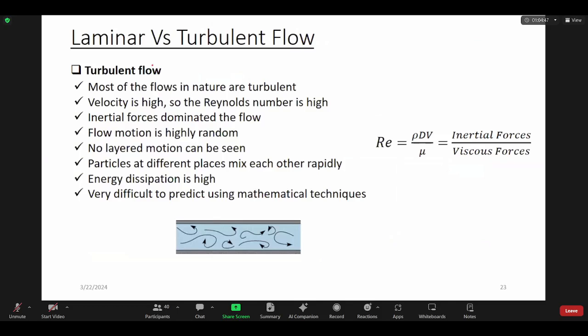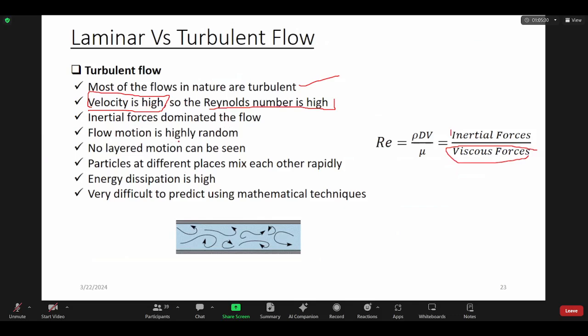Turbulent flow: most of the flows in nature are turbulent. Velocity is high. In laminar flow, velocity is low, and in turbulent flow, velocity is high. So the Reynolds number is also high. It means inertial forces should be greater than viscous forces. Inertial forces dominate the flow.